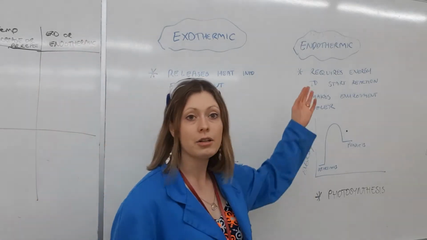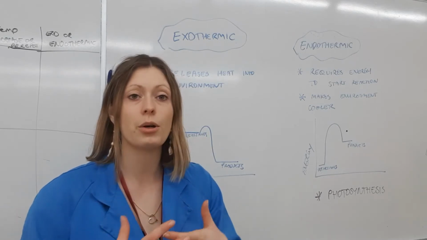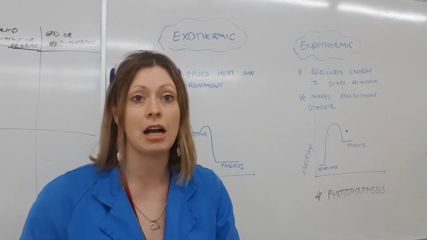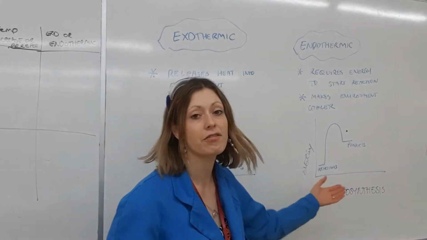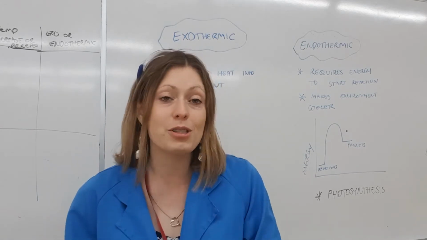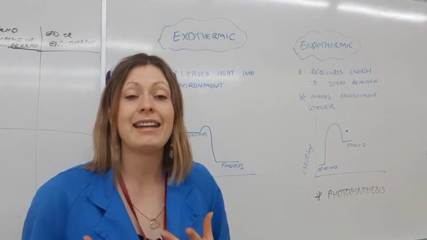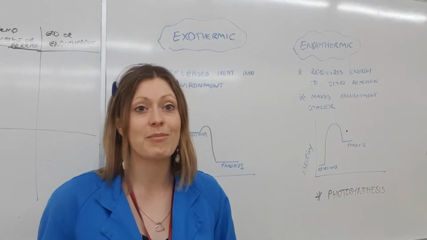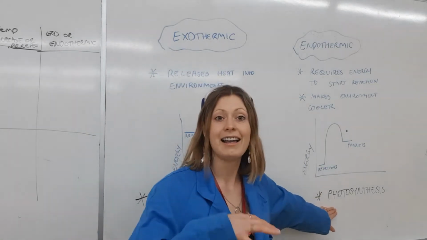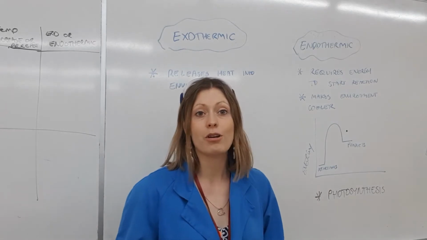All right, so endothermic, endo is inside. Thermic is temperature. So we are requiring energy or heat to actually start our reaction. So if we think of photosynthesis, so think about plants needing to eat and produce the sugars and everything. To actually start photosynthesis, we need energy, and we need energy from the sun. So to actually start this reaction, we need that energy to be able to move forward. So it makes the environment overall cooler.